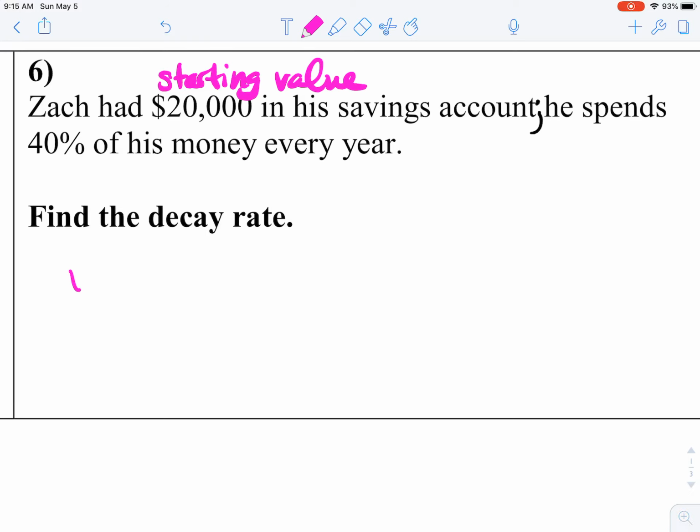And as we remember, in y equals ab to the x, that's going to be our a value. So we're going to put 20,000 right here in our equation. Then it says he spends 40% of his money every year. When we write our equation, we're not looking for how much he spends. We're looking for how much he maintains.